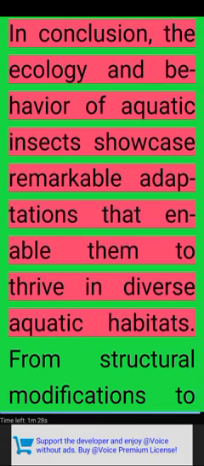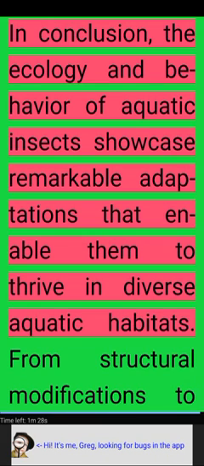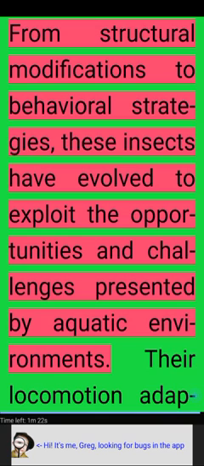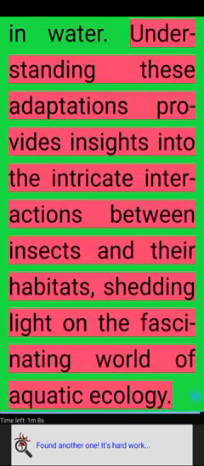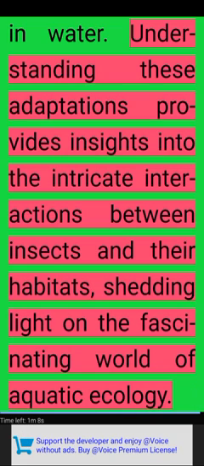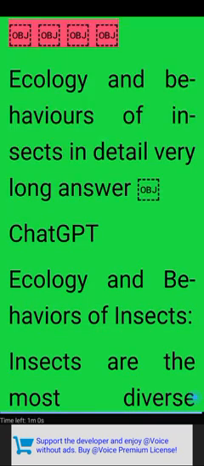In conclusion, the ecology and behavior of aquatic insects showcase remarkable adaptations that enable them to thrive in diverse aquatic habitats. From structural modifications to behavioral strategies, these insects have evolved to exploit the opportunities and challenges presented by aquatic environments. Their locomotion adaptations, such as swimming, rowing, and even jet propulsion, highlight their remarkable ability to navigate and survive in water. Understanding these adaptations provides insights into the intricate interactions between insects and their habitats, shedding light on the fascinating world of aquatic ecology.